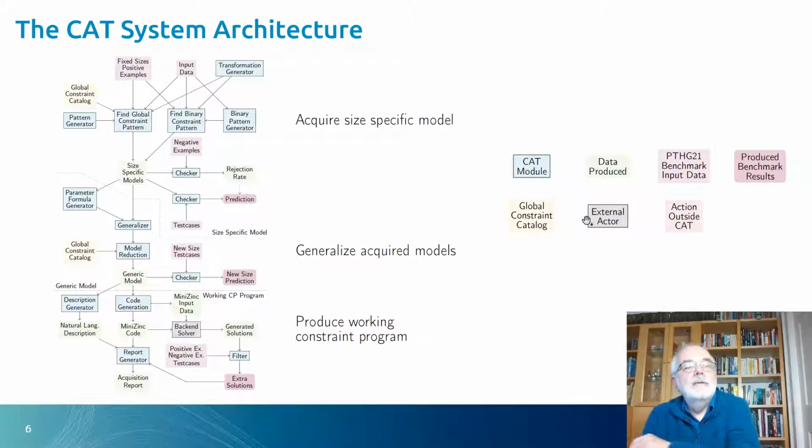Okay, this is the CAT system architecture. This is perhaps a bit intimidating, but in reality, there are only three aspects there. There is the acquisition of a size-specific model, which is quite similar to what ModelSeeker was doing. Then the generalization of the acquired models to make them size-independent, and then producing working constraint programs from this generic model that we are generating.